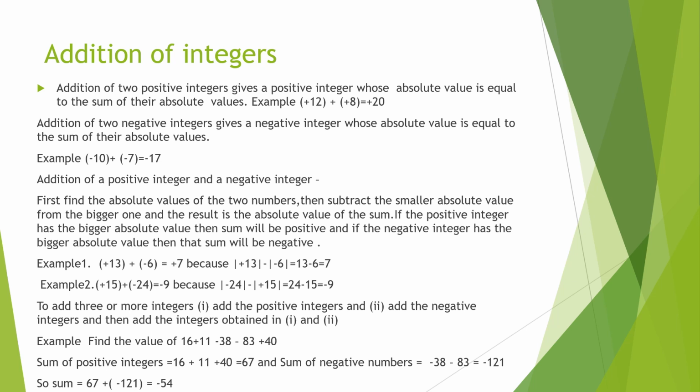So we see that there are some positive numbers as well as negative numbers. So we have to take the sum of positive integers, that is 16 plus 11 plus 40, that is equal to 67, and the sum of negative integers is minus 38 minus 83, that is minus 121. So the sum will be 67 plus minus 121, that is equal to minus 54.